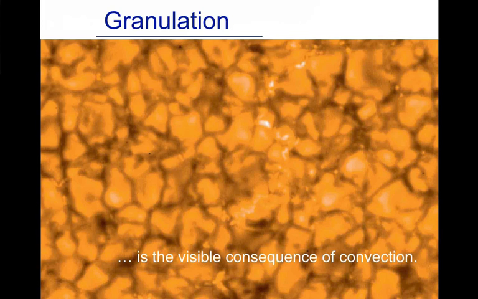Okay, so remember, things that are hotter are going to glow more brightly. Things that are cooler are going to glow less brightly. So if we look at this picture, those darker areas are going to be areas where the material is cooler, where that material is sinking back down into the sun to be reheated. The areas that are white or really light yellow, those are going to be the areas where that hot material has just risen back up, right? This pattern we call granulation.